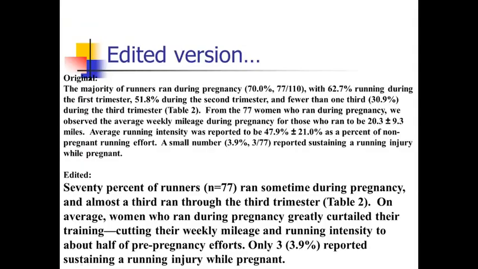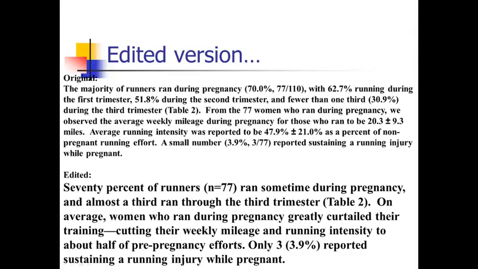So I edited this. Notice I kept in a number here because what they really cared about in the study was how many runners run during pregnancy. So we kept in that number: 70% of runners ran sometime during pregnancy, and almost a third ran through the third trimester. I thought that was interesting, because getting really pregnant, how many actually went all the way through? So I kept in a couple of numbers, and then referred to table 2. On average, women who ran during pregnancy greatly curtailed their training, cutting their weekly mileage and running intensity to about half of pre-pregnancy effort. So now I'm giving some complementary information.